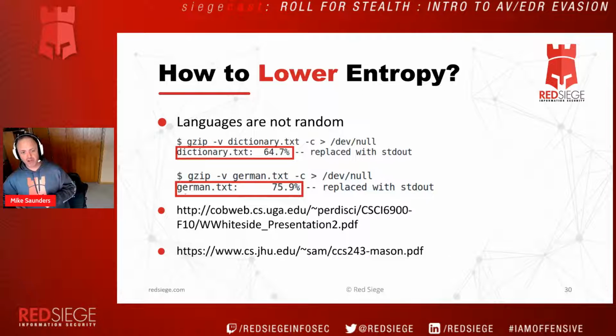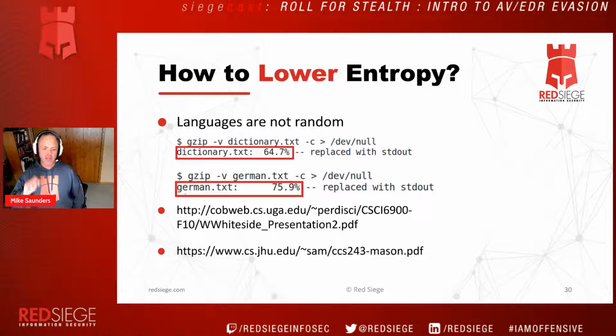The first example, I've got an English dictionary. I'm going to compress it with gzip. I reduced the size by 64.7%. Compressed it quite a bit. So that tells us that the English language is not very random, because we reduced the size of the input by almost 65%. Tried it with German, compressed it by 75.9%. So that means that German is even more compressible, meaning it's even less random than the English language.